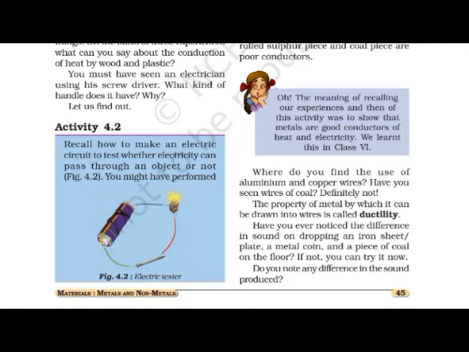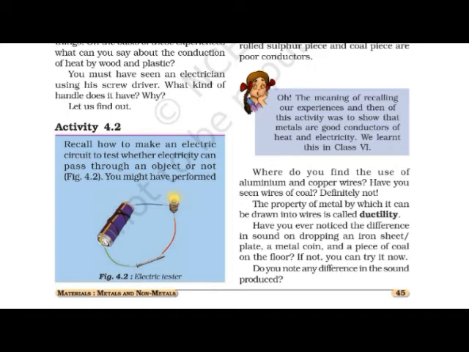The property of a metal by which it can be drawn into wires is called ductility. See, here we have one more term, one more definition. It's about ductility: the property of a metal by which it can be drawn into wires is called ductility.